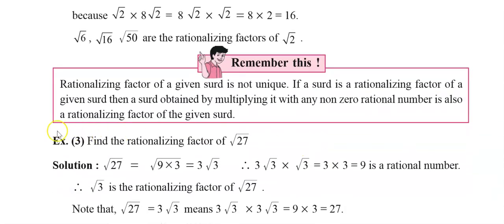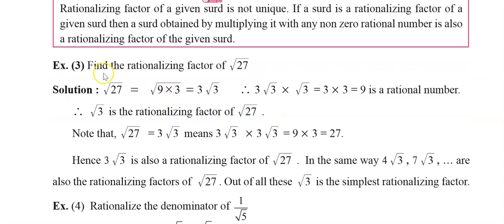Now see this here, the rationalizing factor of a given surd is not unique. If a surd is a rationalizing factor of a given surd, then a surd obtained by multiplying it with any non-zero rational number is also a rationalizing factor of the given surd.